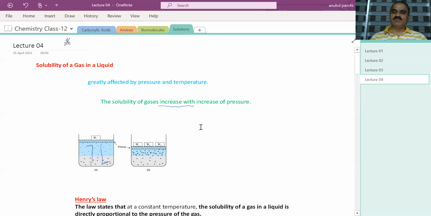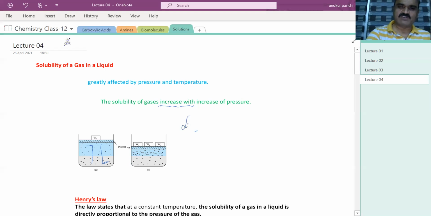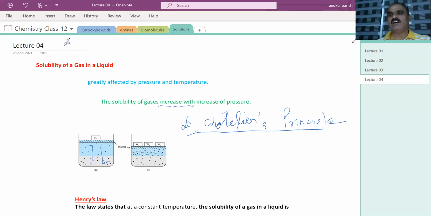Now, according to Le Chatelier's principle, you always remember this principle. This principle is going to help in many situations. This principle states that whenever stress is applied on a system in equilibrium, the equilibrium shifts in such a direction so as to undo the effect of stress.